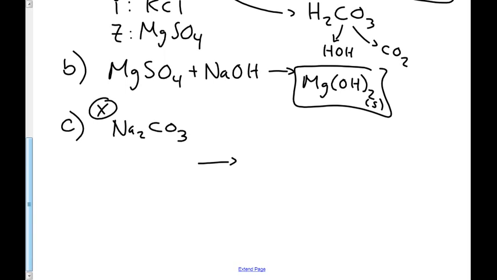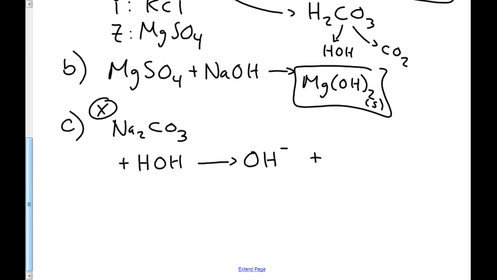Explain why it's greater than 7. What has to exist in a reaction for it to be greater than 7? What has to exist? OH minus, where? On the right side. If it's less than 7, H plus or H3O plus has to be on the right side. So be mindful, whenever you talk about pH, you're talking about acids and bases. So that means, you guys, that this has to exist.